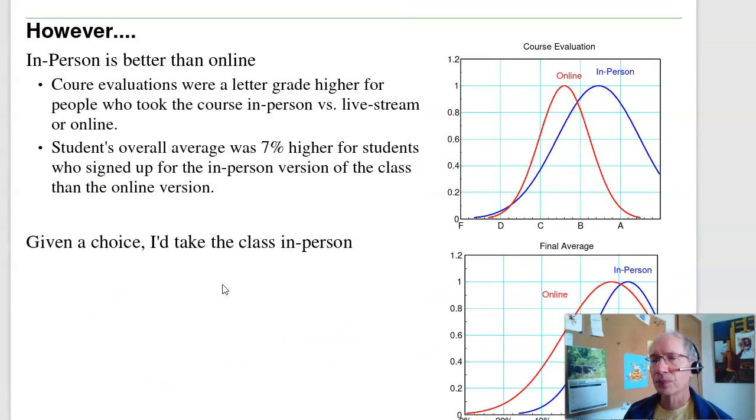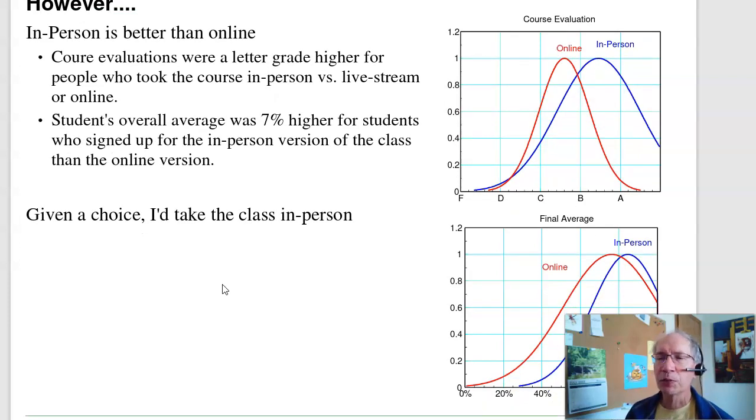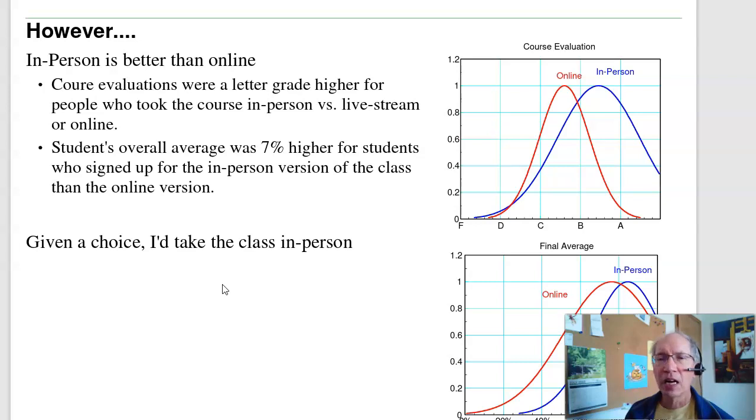However, in person is better than online. Just for full disclosure, I've been teaching for 32 years in person, online for 4 years. I'm better at in person than online, and that shows up in the course evaluations and in the final course average. So in person is almost a letter grade higher than online.